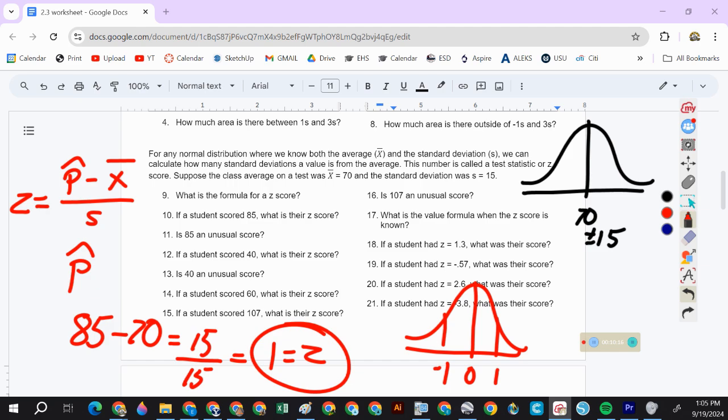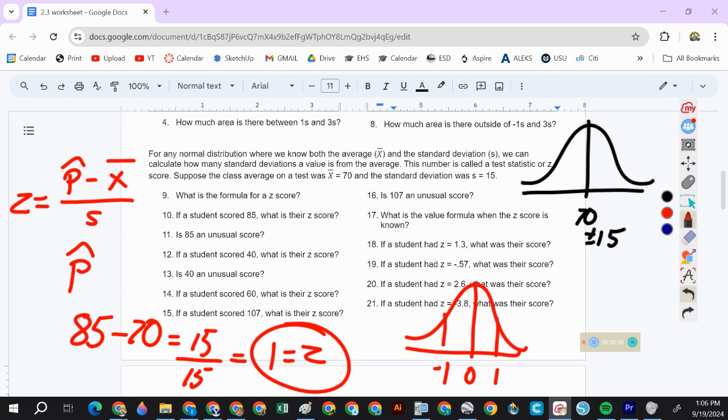What does z equal 1 mean? 1 standard deviation above, to the right, of 70. So the next question asks, is that an unusual score? No. No, that's a very normal score.